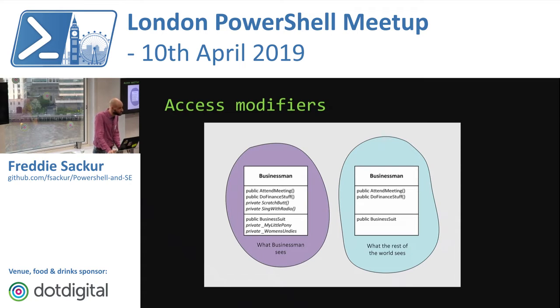for business software. And the other thing that object-oriented programming brings is access modifiers. Now, an access modifier means that anything in an object can be declared public or private.